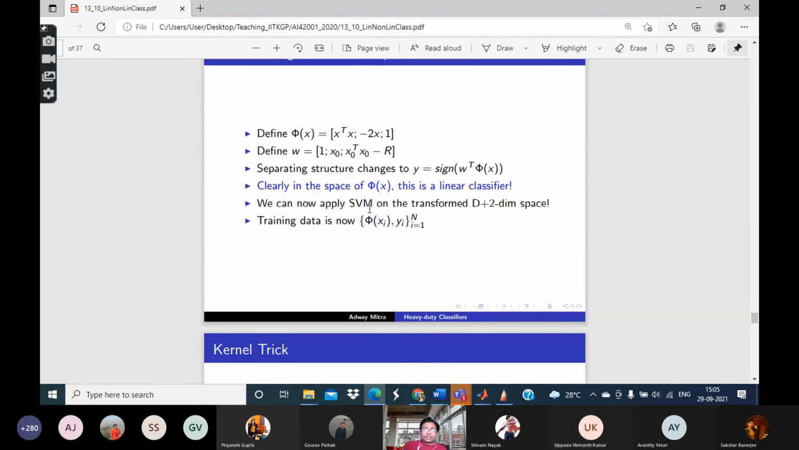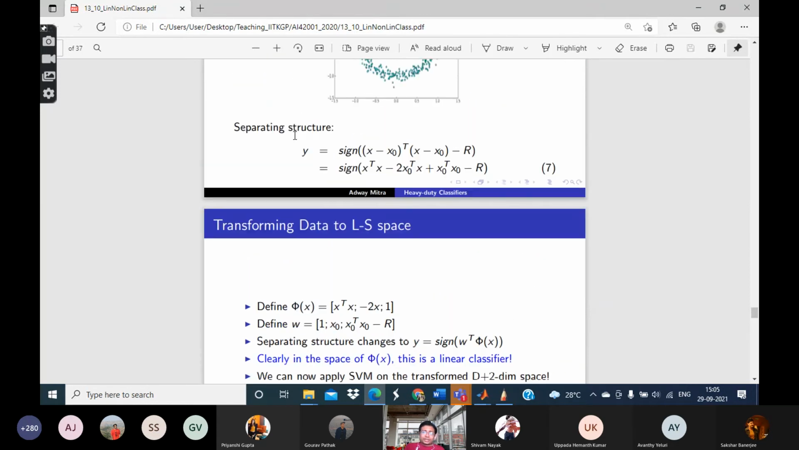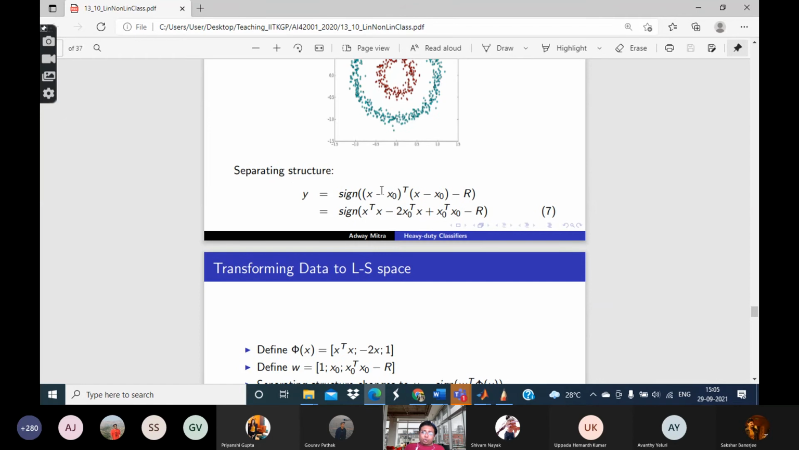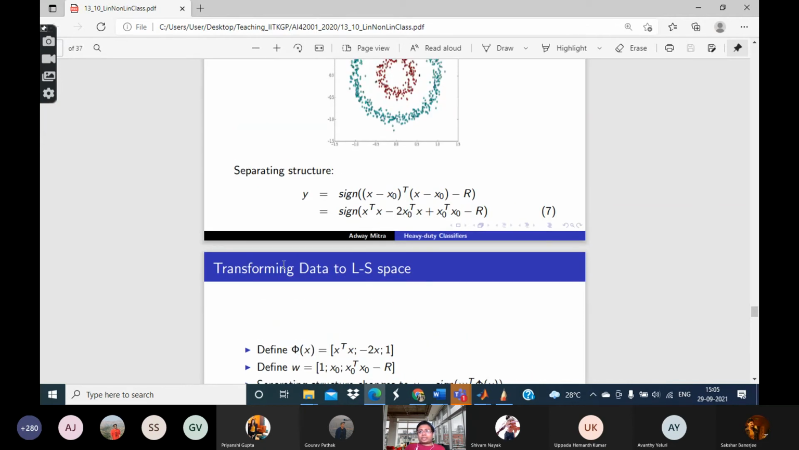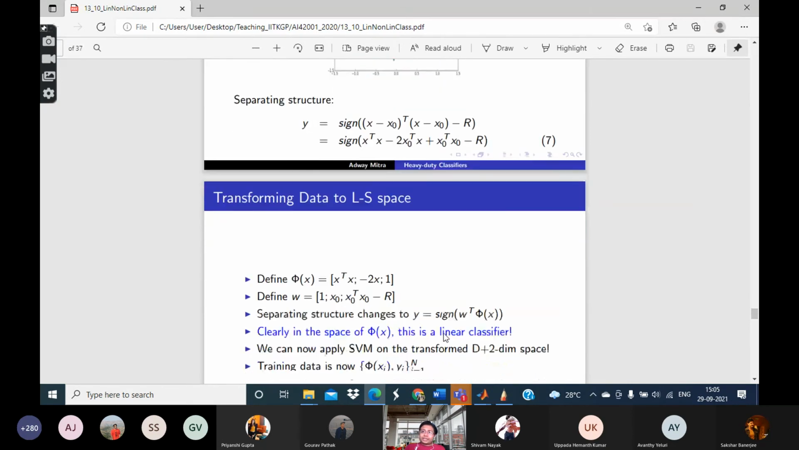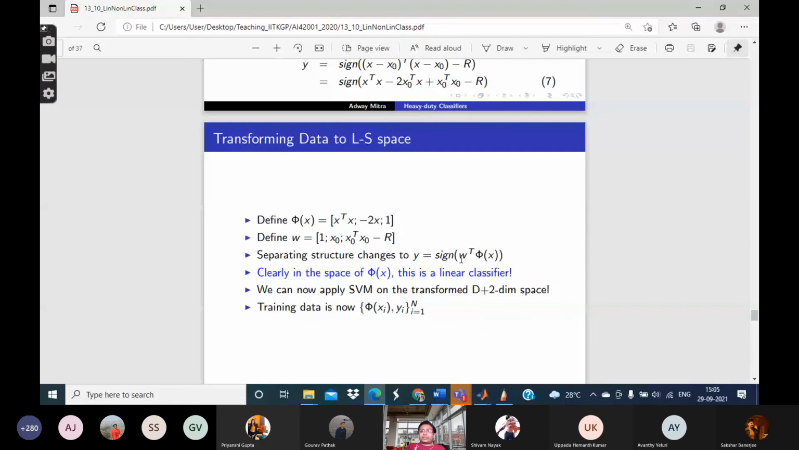So now, given non-linearly separable data, if I know what kind of transformation to take, then I can actually transform the non-linearly separable data into linearly separable data, and then apply the SVM algorithm and get an ideal value of w. Right? That's what we can do.